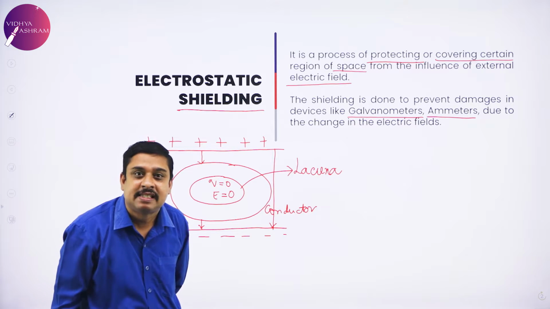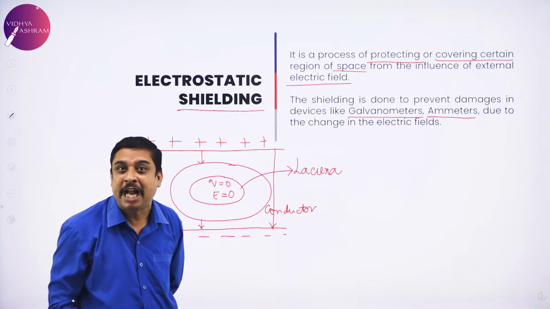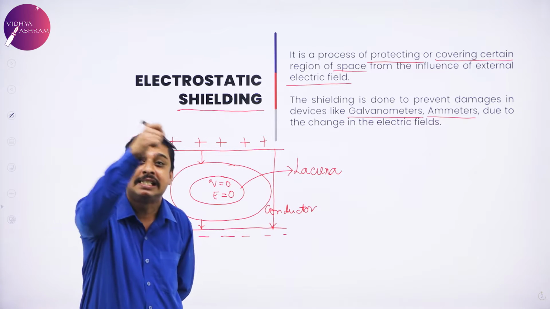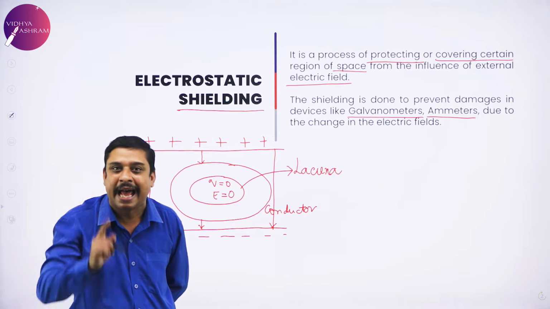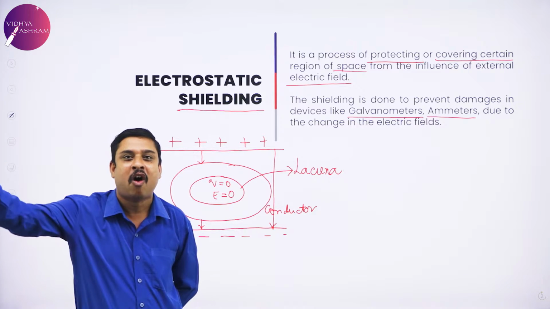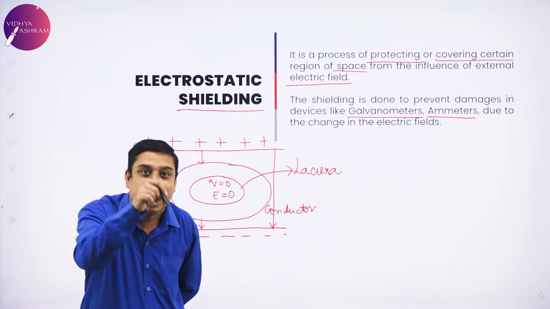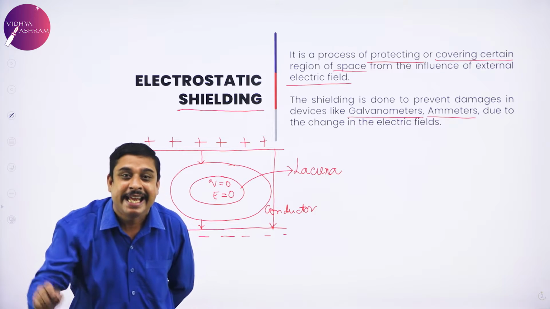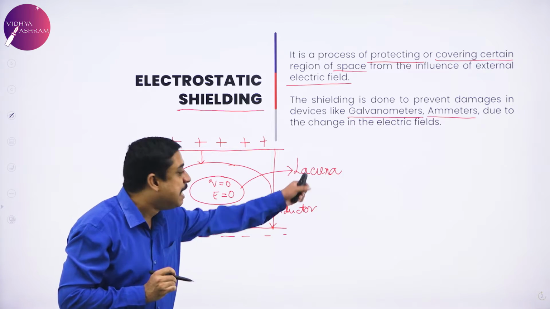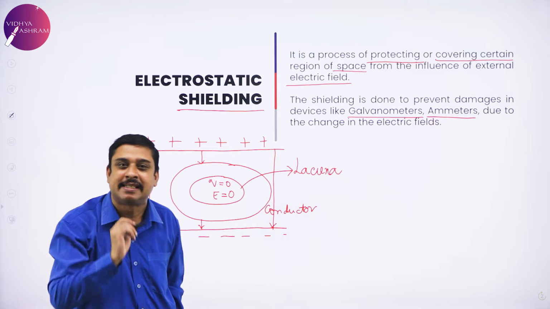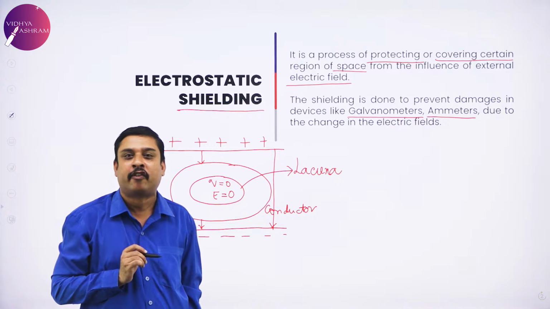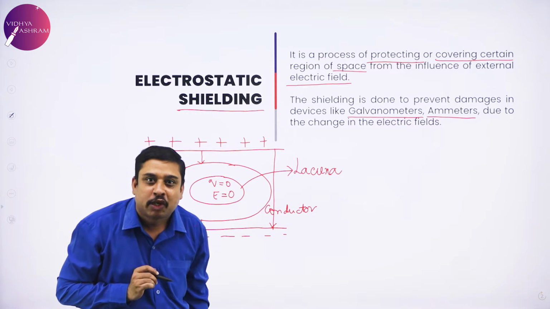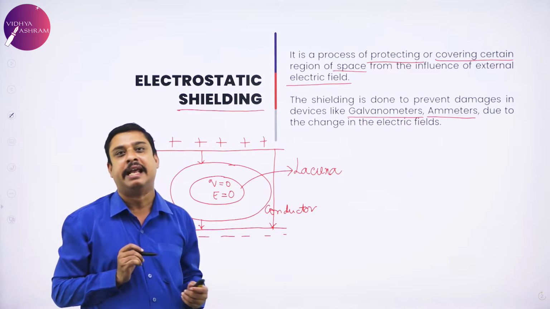It is advisable, very much advisable, to sit inside a car, inside a bus, rather than standing below a tree or in an open field. If you sit inside a car or a bus, it becomes a region of hollow space, a lacuna. To some extent, you can save yourself from lightning or thunder. This is what we call electrostatic shielding.